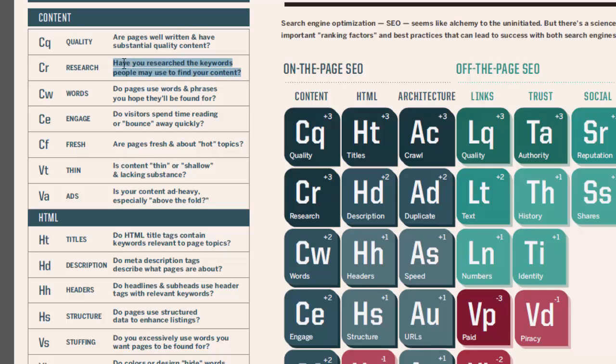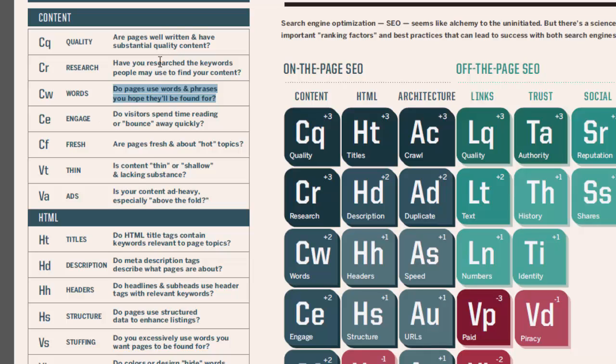So the next thing is research. Are you using the keywords that you expect people to use to find your site? Same thing with words. Are you using the words and phrases that you're hoping to be found for? If you expect somebody to find your site with widgets for making French fries, and you don't have the keywords widgets and French fries on there, then you're probably not going to be found. So that's the content words section.